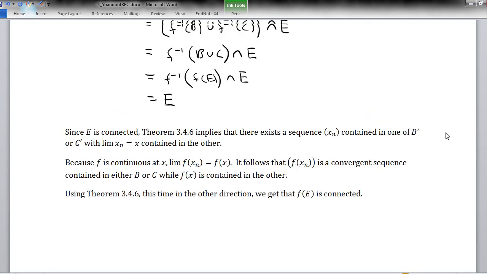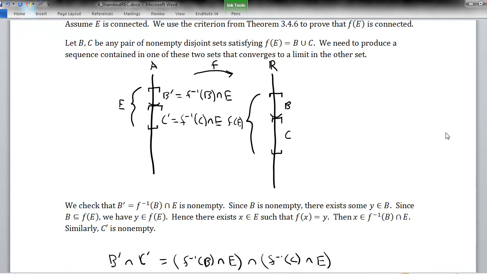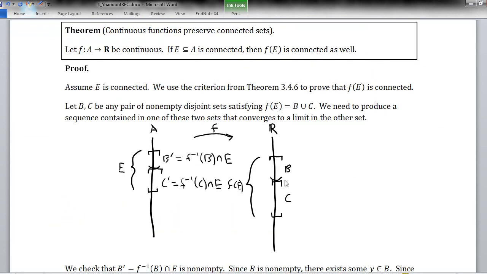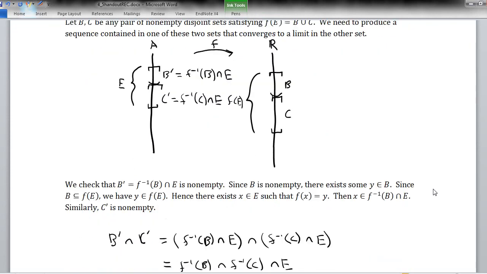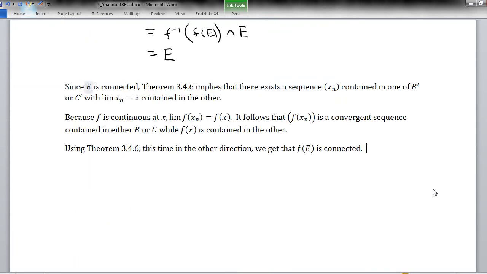Okay. So the big outline is we took a decomposition of f of E, pulled it back into a decomposition of E into B prime and C prime, and then we used this criterion for connectedness to get a nice sequence and limit back here. Push them forward again with f to get a nice sequence over the sequence in B or C and the limit in the other one. And then we used the same criterion backwards to get that f of E itself is connected. And that finishes the proof.